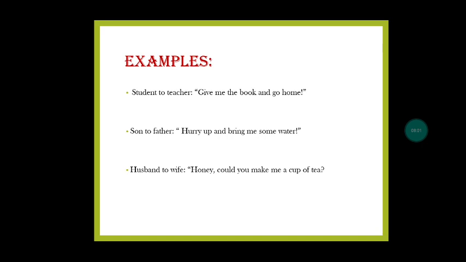Now, the following example is on the relationship between participants in a conversation: which is appropriate to be said and which is inappropriate to be said. For example, student to teacher: "Give me the book and go home." This would be inappropriate because the student does not have the power to ask the teacher to give him the book and go home.